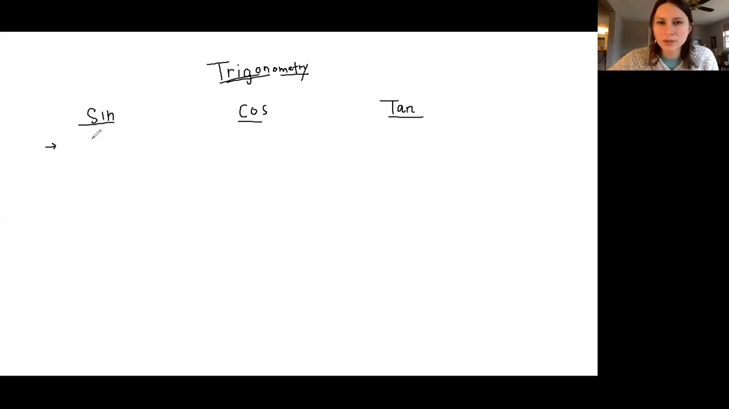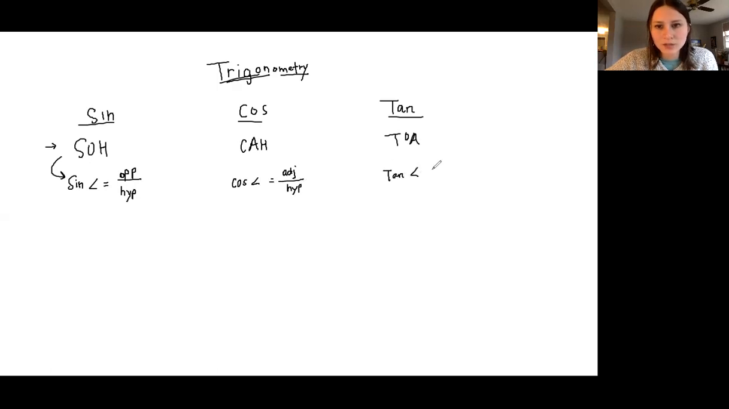So we have an acronym to help us remember those parts and those ratios, and it's SOH CAH TOA. So knowing this acronym is going to be huge in helping you remember the ratio. So for sine, sine of an angle equals opposite over hypotenuse. Cosine of an angle equals adjacent over hypotenuse. And then tangent of an angle equals opposite over adjacent.